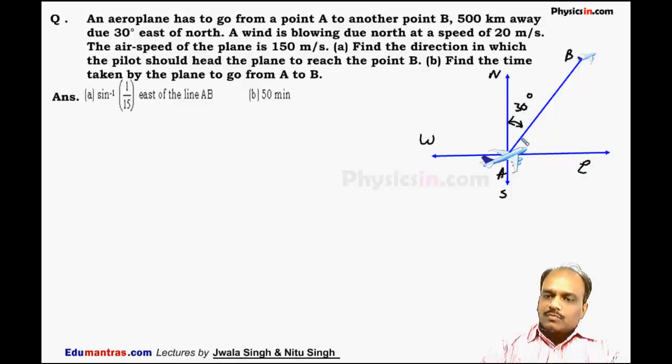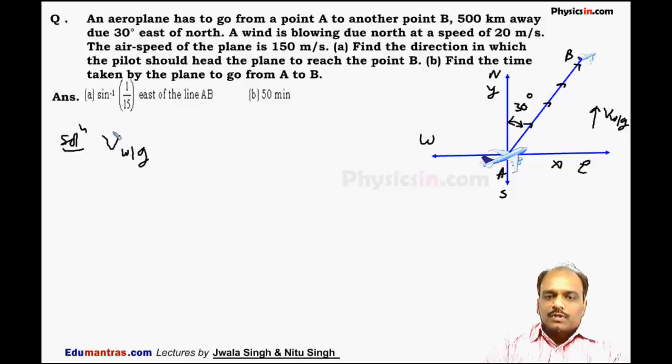So this plane has to move along this line with respect to ground so that it can land here at B. Now the wind is blowing towards northward. Let this be our x-axis, let this be our y-axis. So the wind is blowing toward northward. This is the velocity of wind with respect to ground. So the velocity of wind with respect to ground is 20 j cap, because it is flowing in northward direction, and I have assumed this northward as y-axis.